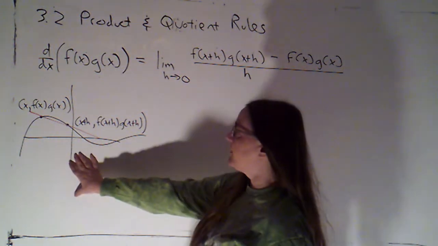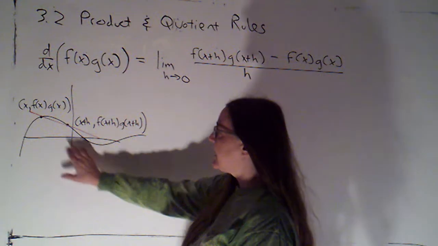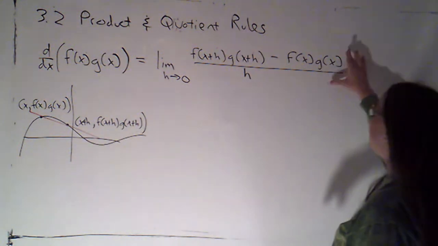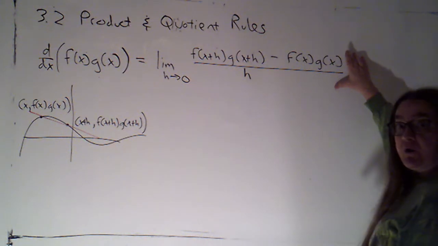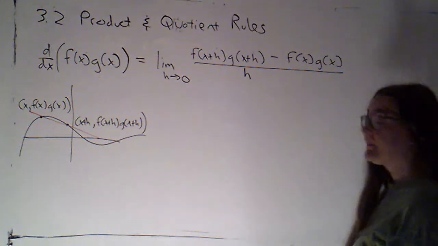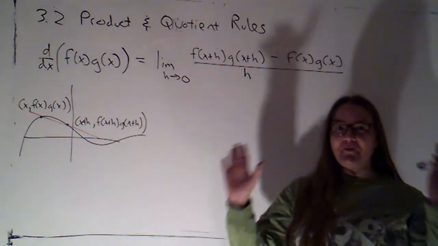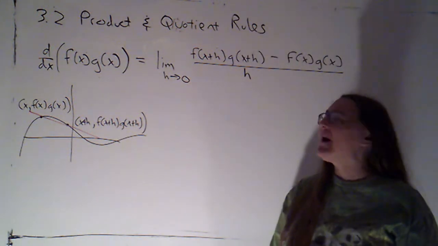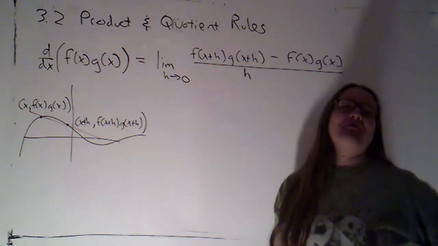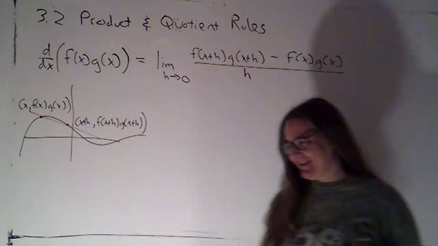So here's my function f of x times g of x. I've got 2 points with x values of x and x plus h, and this right here is just the difference quotient, or the slope of the secant line connecting those points. Now, a little bit of a warning about what I'm about to do.